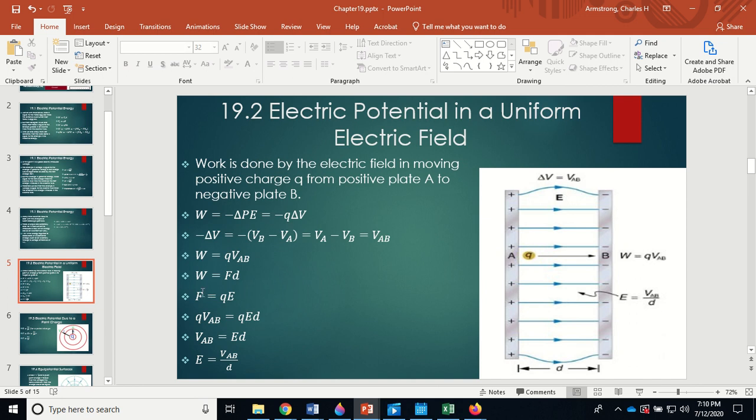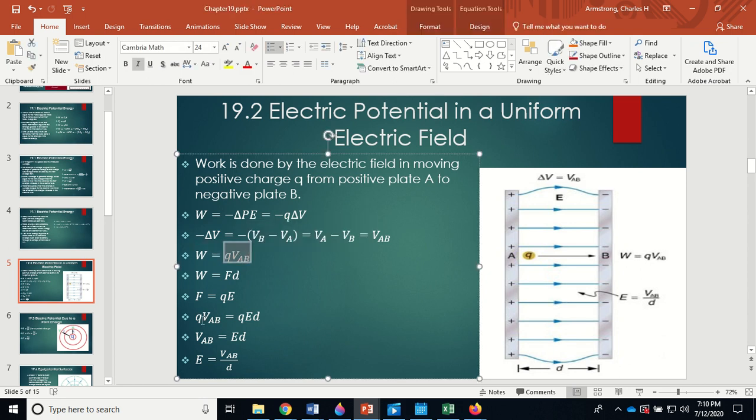So I plug in, so now here we've got QVAB equals QED. Because we're plugging in QE right here for the force, and we know that work is equal to QVAB. So in other words, this QVAB comes from up here, and this over here, QED, comes from plugging QE in for force up here. So these two are equal to each other.